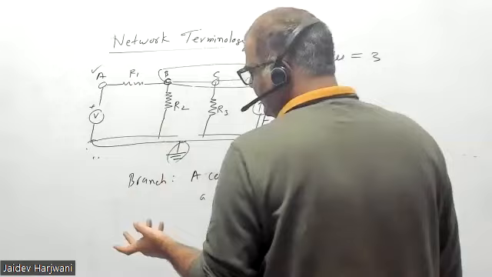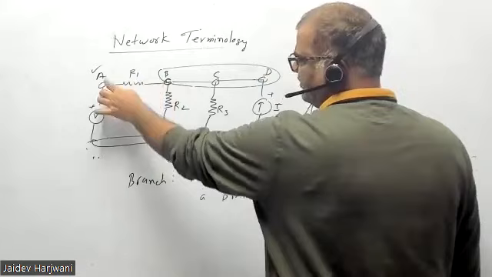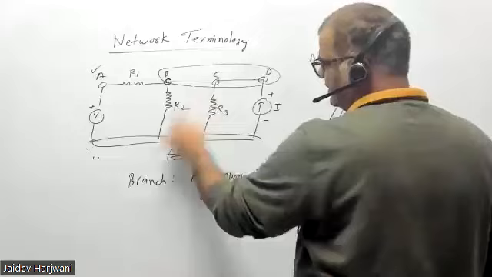The definition is a component between two nodes. So this is a node, this is a node, and between them is one component. This is a branch. Similarly, this is also a branch between two nodes. These are nodes and this is a node. This is the branch between these nodes. So all these components are called branches.